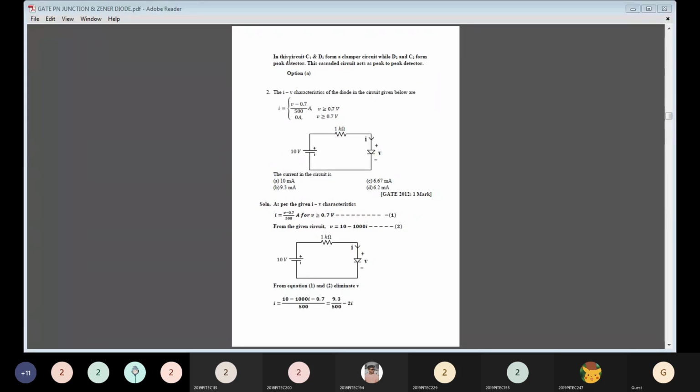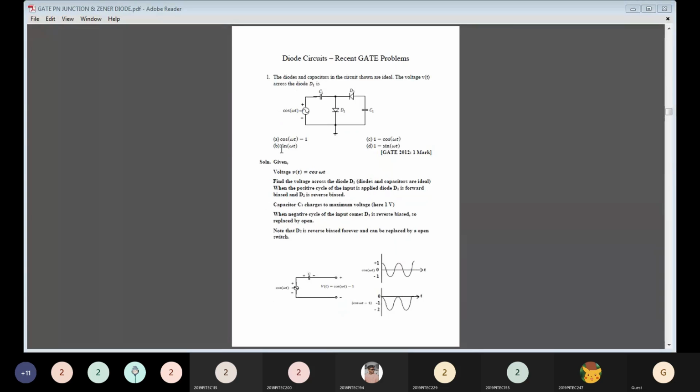So note that D1 is reverse biased and can be replaced as an open switch. In this circuit, C1 and D1 will form a clamper circuit while D2 and C2 will form a peak detector. So this cascaded circuit acts as a peak-to-peak detector. So the correct answer option is cos omega t minus 1. So cos omega t minus 1 is the entire voltage applied across the diode D1, because the capacitor will tend to charge to the maximum voltage of 1 volt and the input voltage will be cos omega t.